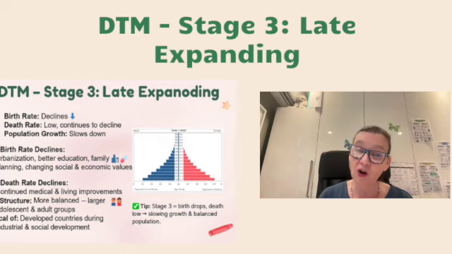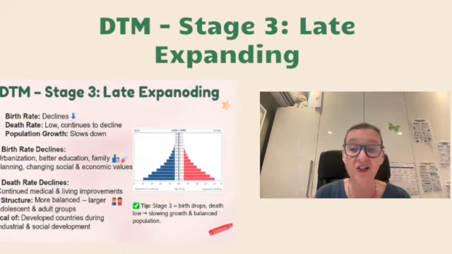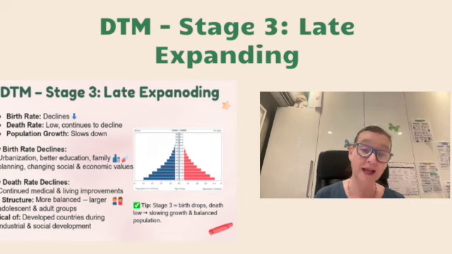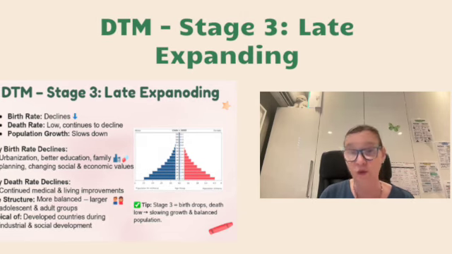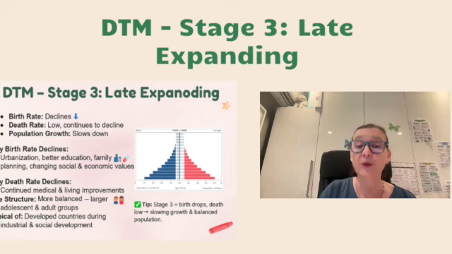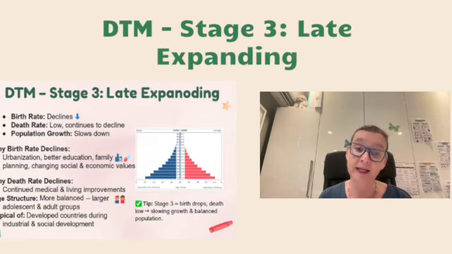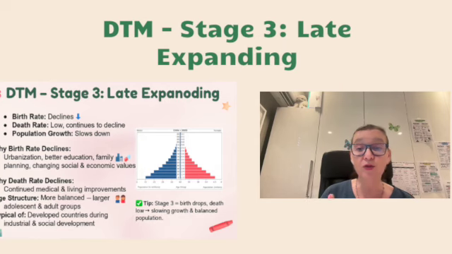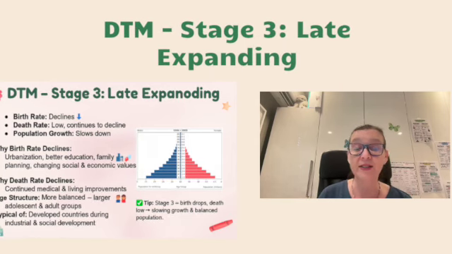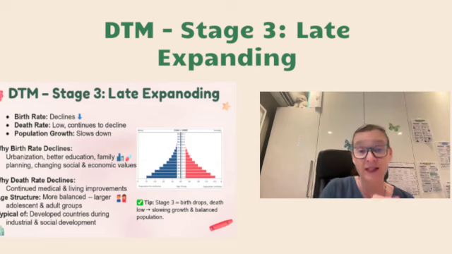The death rate is already low, but it continues to decline slowly thanks to improvements in medicine, sanitation, and just overall living conditions. Now, what does that mean for population growth? Well, since births are falling but death remains low, the population still grows, but it's slower and more stable compared to the rapid boom we saw in stage 2.